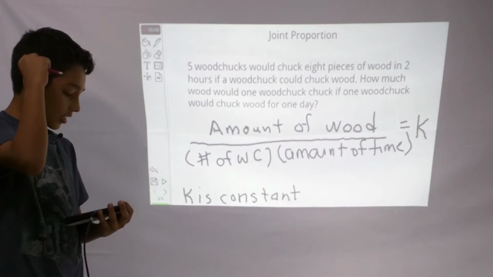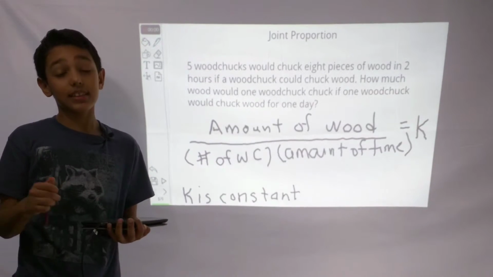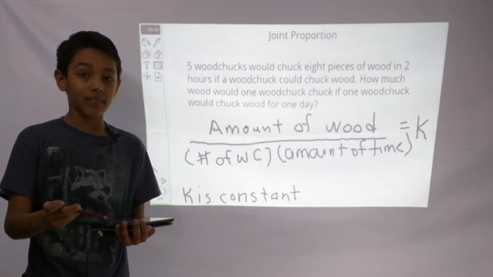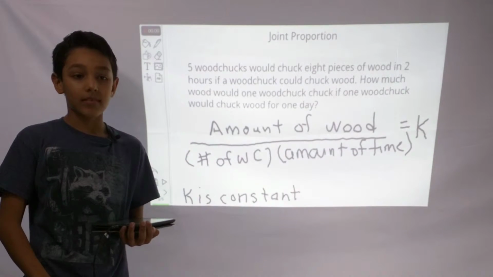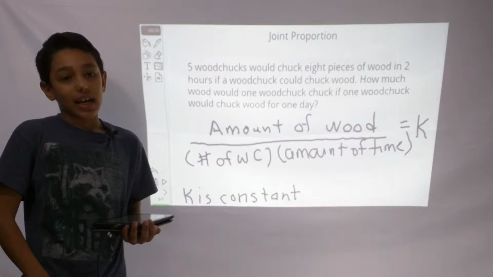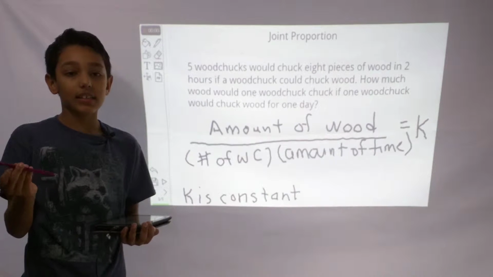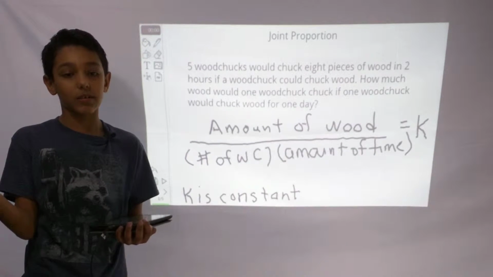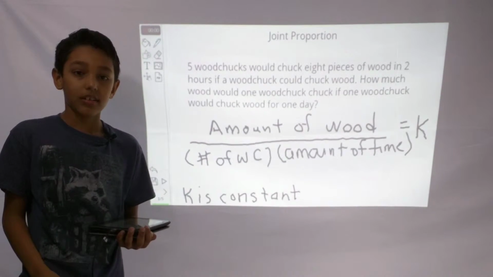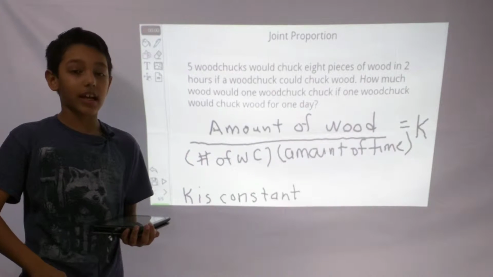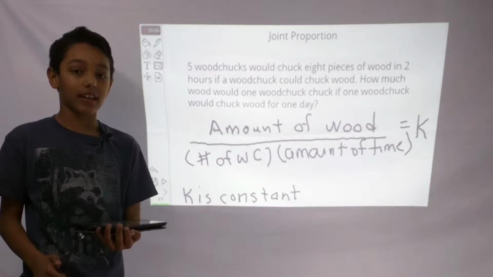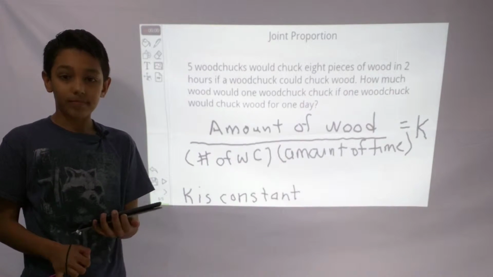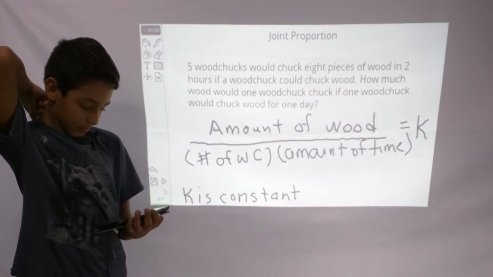Okay, so basically joint proportion is, let's say you have x, and x is jointly proportional to y and z. So you would write that out as x equals kyz, where k is some constant. Or you can write it out as x over yz equals k. So let's use that in this problem.